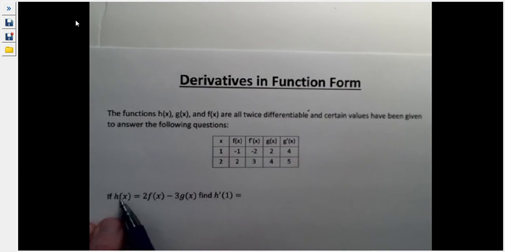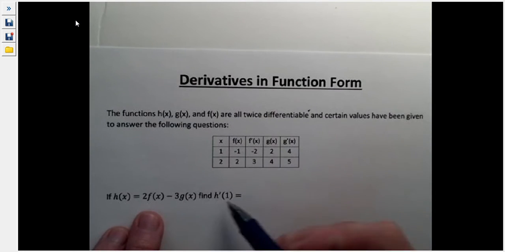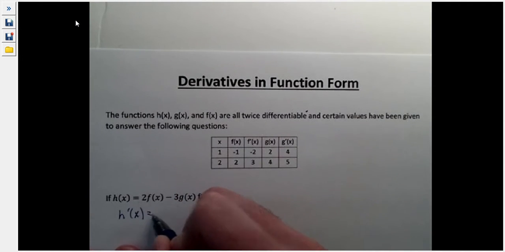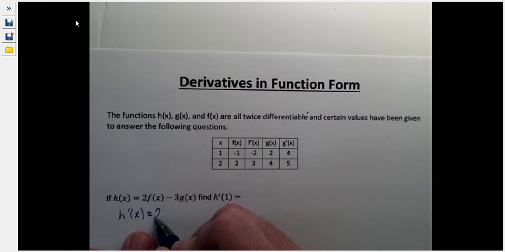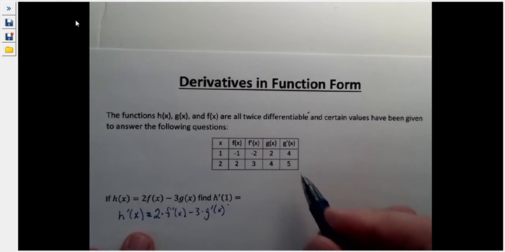So they've told us that h of x equals 2f of x minus 3g of x. Find h prime at 1. Before I can find h prime at 1, I need to find out what h prime is, period. So we have to find the derivative. This is 2 times f of x, so constant multiple rule: it's 2 times the derivative of f, which is f prime, minus 3 times the derivative of g of x, which is g prime of x.